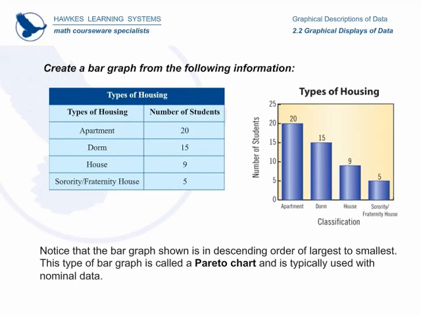So as we take a look at the bar graph, we can see the classifications along our x-axis of apartment, dorm, house, and sorority fraternity. Then on our y-axis, we have the number of students, and that is indeed the frequency or the number of occurrences, the number of students residing in each one of those types of housing. And so we have 20 for apartment, 15 for dorm, 9 for house, and 5 for sorority. Thus, we've constructed a bar graph.